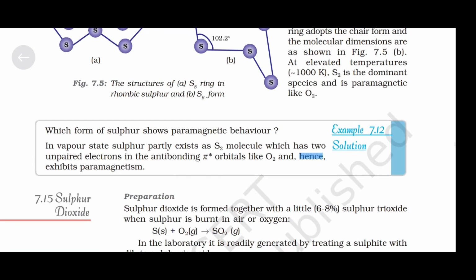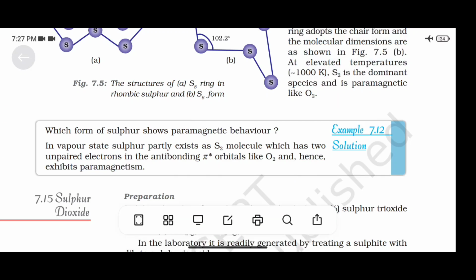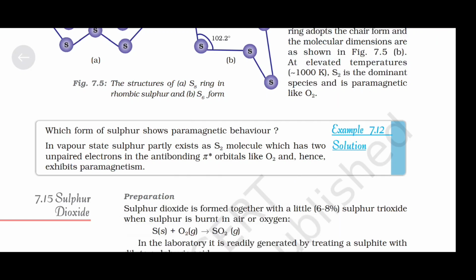Example 7.12. Which form of sulfur shows paramagnetic behavior? In vapor state, sulfur partly exists as S2 molecule, which has two unpaired electrons in the anti-bonding pi star orbitals like O2 and hence exhibits paramagnetism.